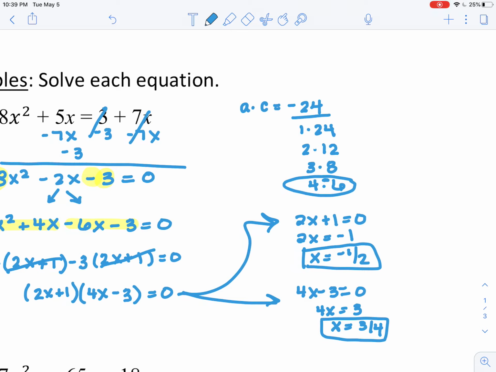Please leave your answers as fractions instead of decimals. It's okay if they're improper fractions, just make sure they're reduced.